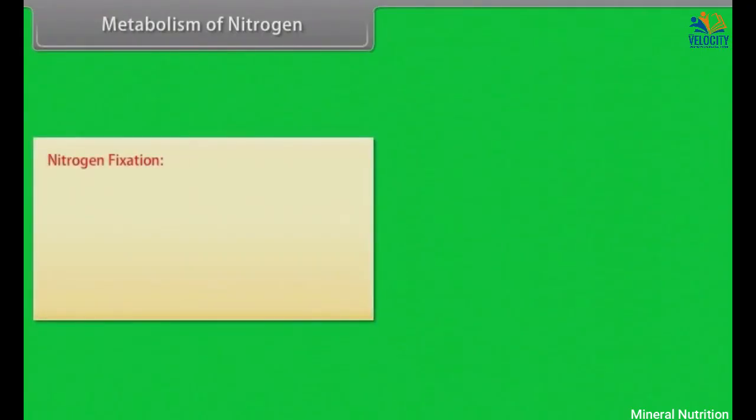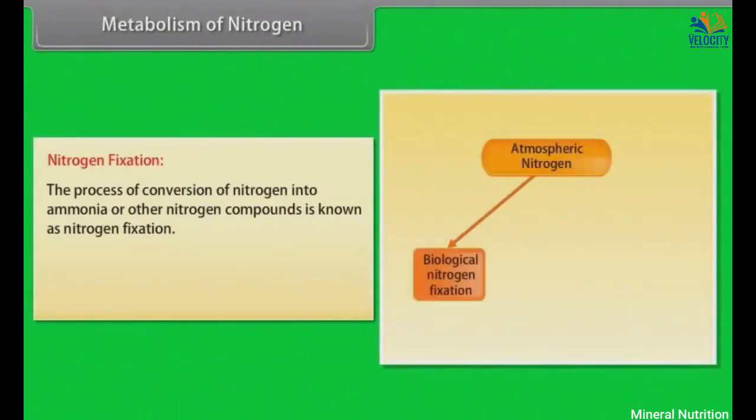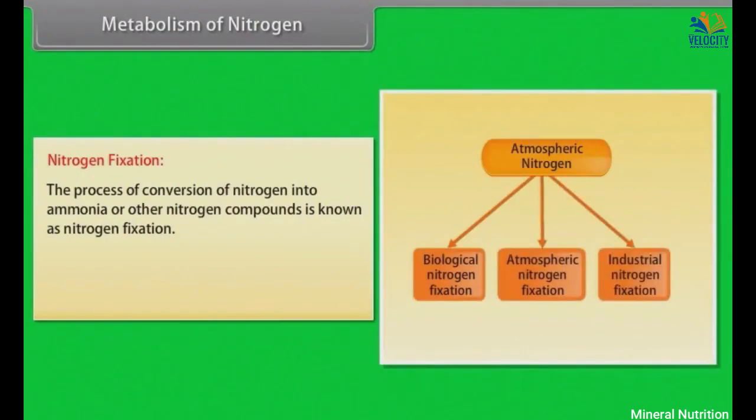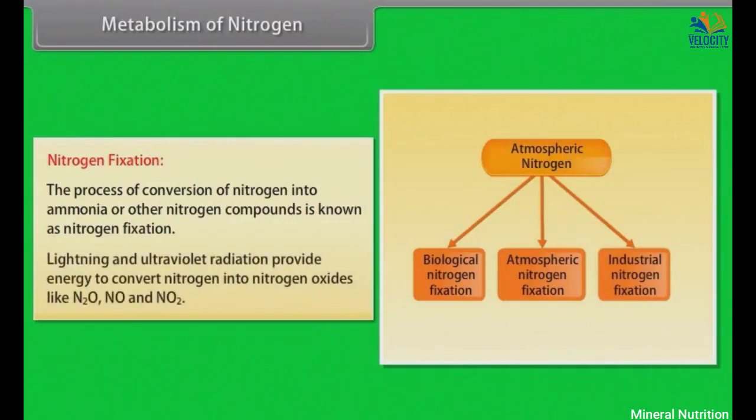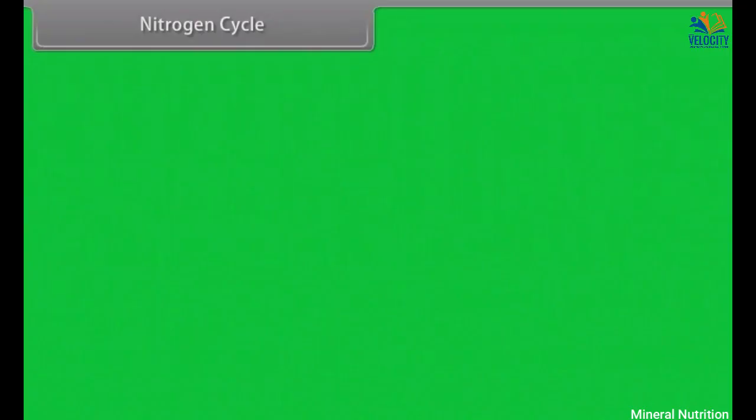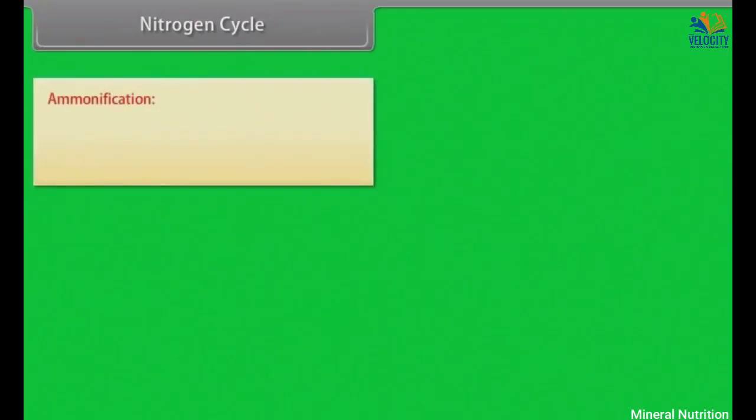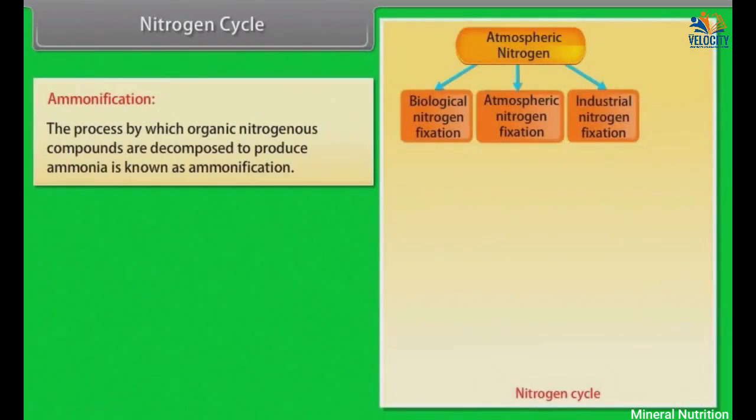Nitrogen fixation. The process of conversion of nitrogen into ammonia or other nitrogen compounds is known as nitrogen fixation. Lightning and ultraviolet radiation provide energy to convert nitrogen into nitrogen oxides like N2O, NO, and NO2. Ammonification. The process by which organic nitrogenous compounds are decomposed to produce ammonia is known as ammonification.